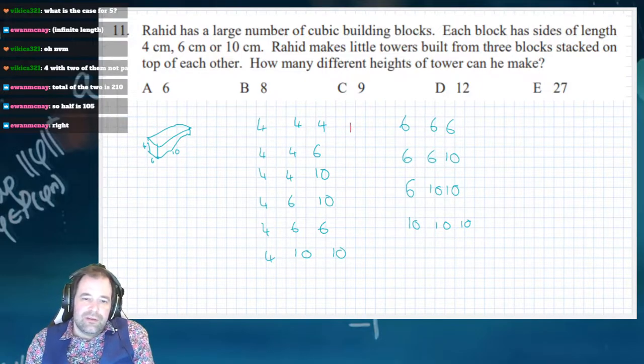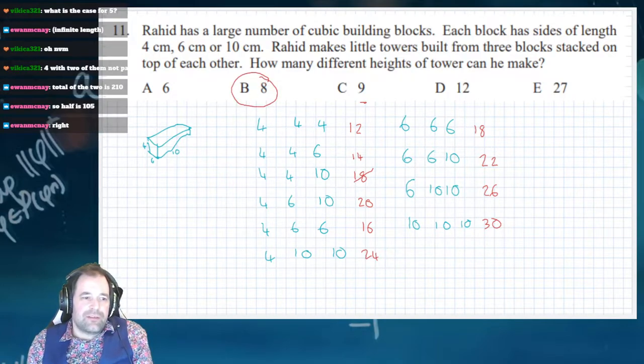So 12, 14, 18, 20, 16, 24, 18. So there's our duplicate. 22, 26, and 30. So there are 9 ways of doing it, but one of them is duplicated, so there are 8 different heights to the tower.